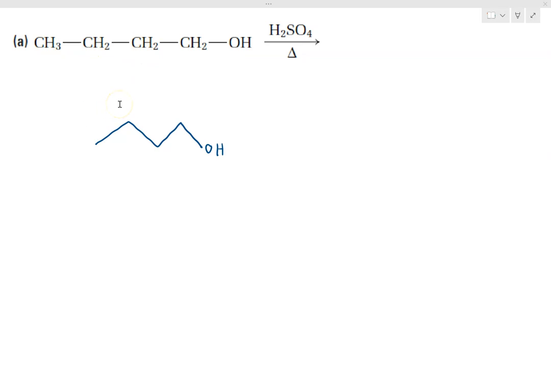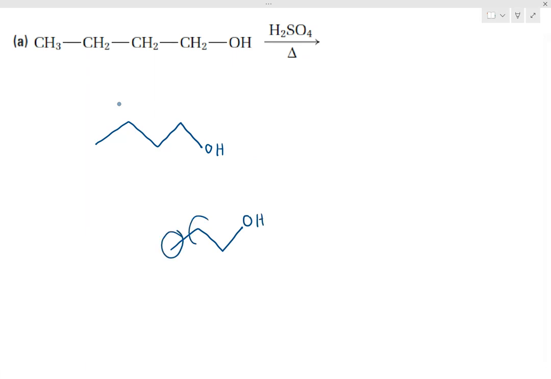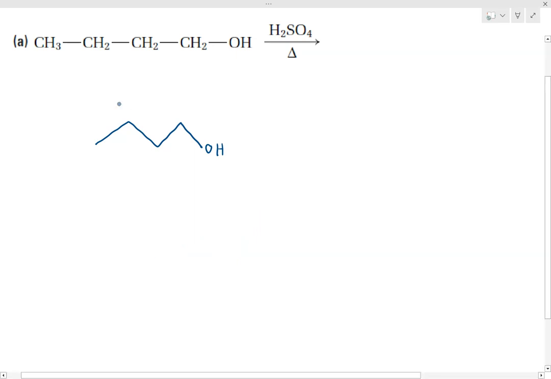Just be careful. A common mistake students will make is they'll say, oh, butanol, 1, 2, 3, 4, and then they'll just put an H over here. But by doing so, you've only made 3 carbon atoms. That's propanol instead of butanol. So be careful. Count out the 4: 1, 2, 3, 4, but then don't forget to add 1 more for the hydroxyl group. Okay.